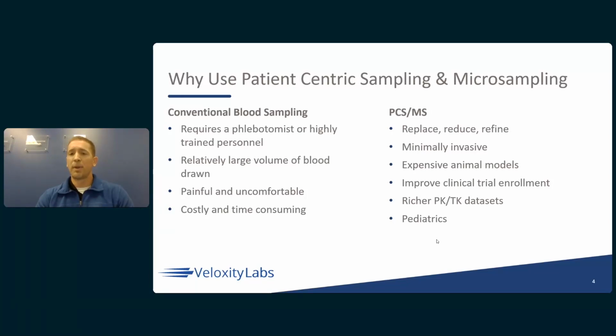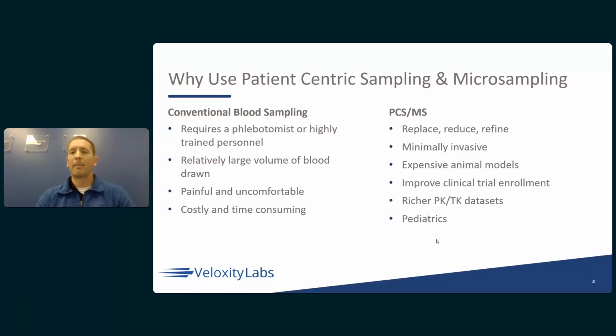It allows you to replace sparse sampling models with, let's say you have an expensive xenograft model that you're using or a tumor model where the animals are very expensive. Now, instead of having to have an N of 18, you can have an N of 3. It can also improve your clinical trial enrollment. So decentralized clinical trials continue to become more common.